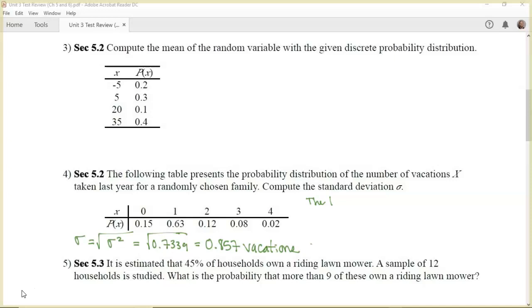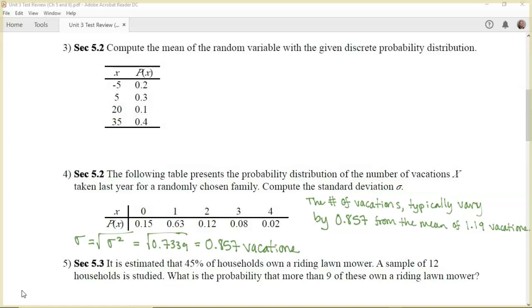And what is that number? If we think back to the previous unit, really unit 2, when we talked about measures of variation, this is the typical spread from each value. It is from the average. So when we look at the number of vacations, they tend to vary about 0.857 vacations from the mean number of vacations, which is 1.19. So it just tells us a typical variation for this particular data set.